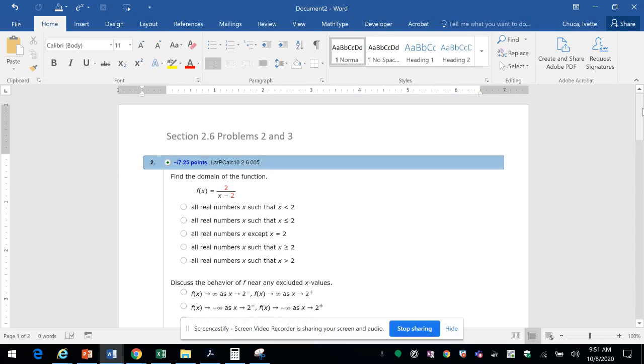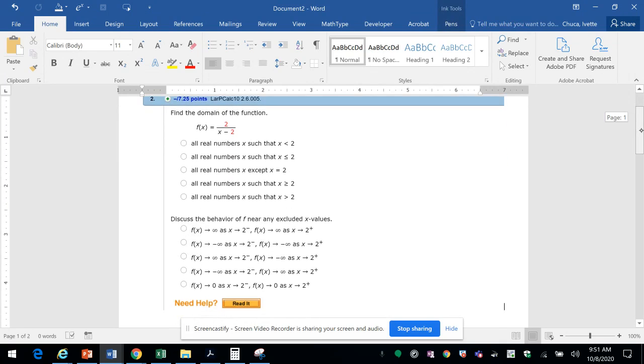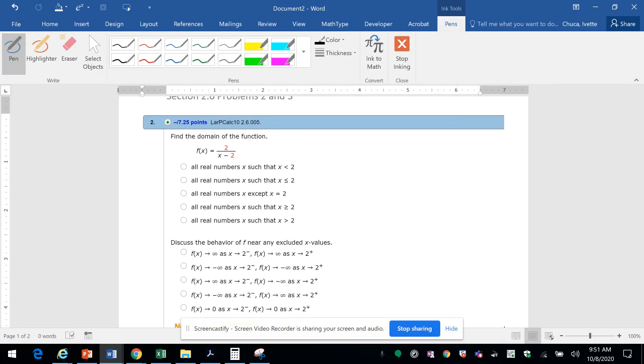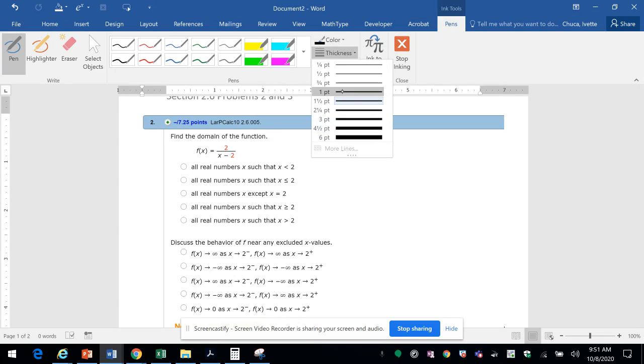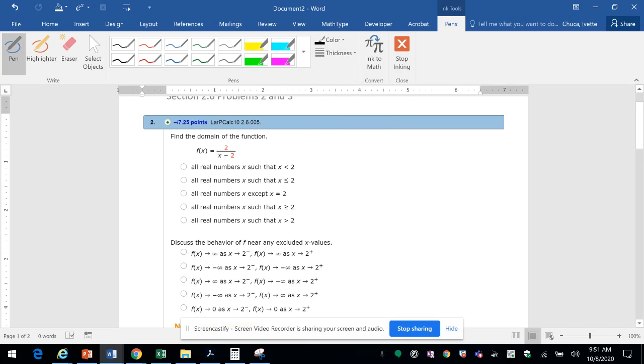This is section 2.6, problems 2 and 3. So the first thing we need to do is find the domain of the function. In a previous section, chapter 1, we talked about the domain. Here, notice we have a fraction. Since we have a fraction, we know that there's going to be some numbers that are excluded from the domain.